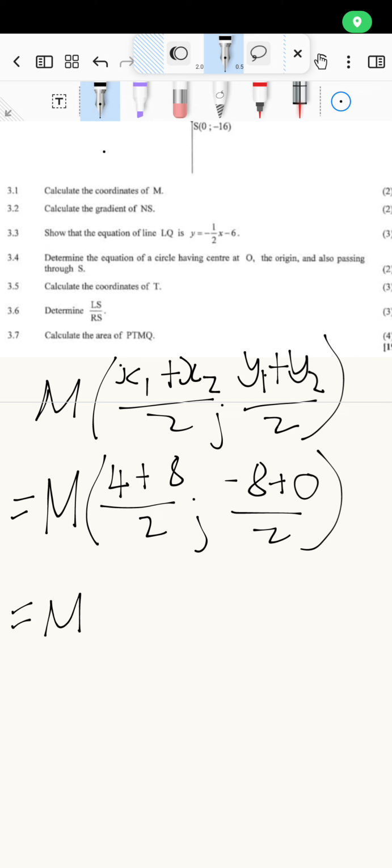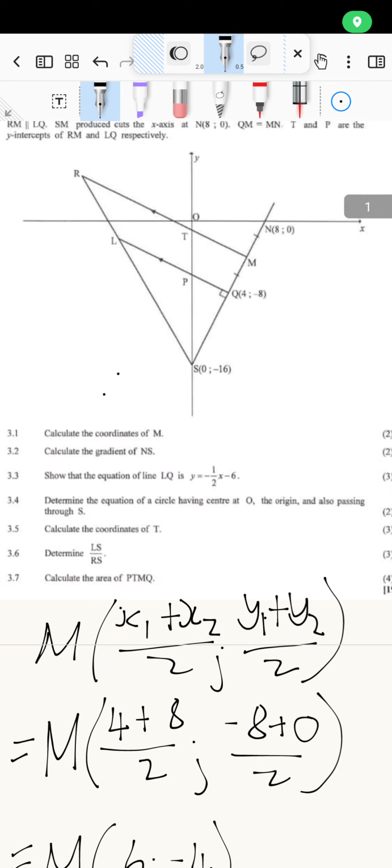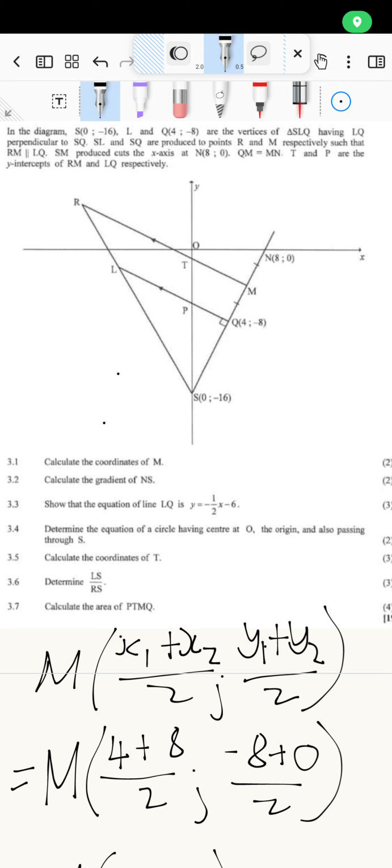And finally, M is 4 plus 8 is 12, divided by 2 is going to give us 6. And minus 8 divided by 2 is going to be minus 4. Okay, that was the first part of the question. Nice and easy. The gradient of NS is next.